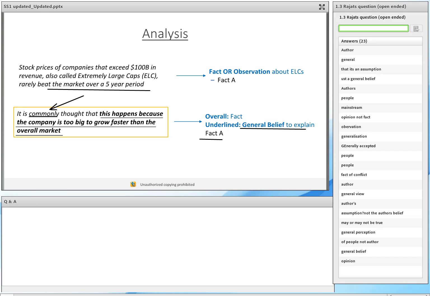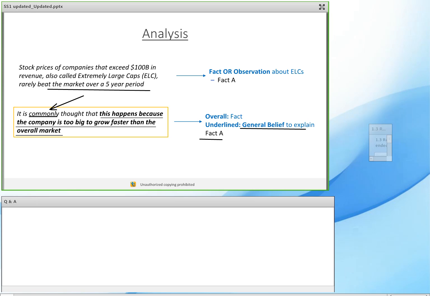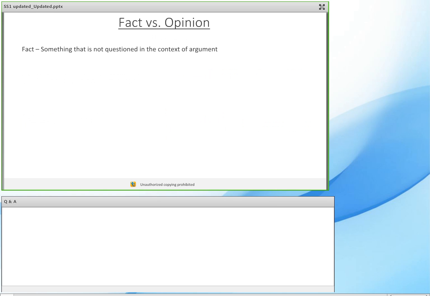Now the author might completely disagree with that. We don't know any of that, but what we can definitely say is that this is not the author's opinion, not as of yet, as we know from reading the argument. Now some of you are asking, if there is a belief in here, why do we say that the overall thing is a fact? Let's understand that. A fact is something that is not questioned in the context of the argument. It's a data point that the author gives you. An opinion is something that someone thinks, or something that's questionable.